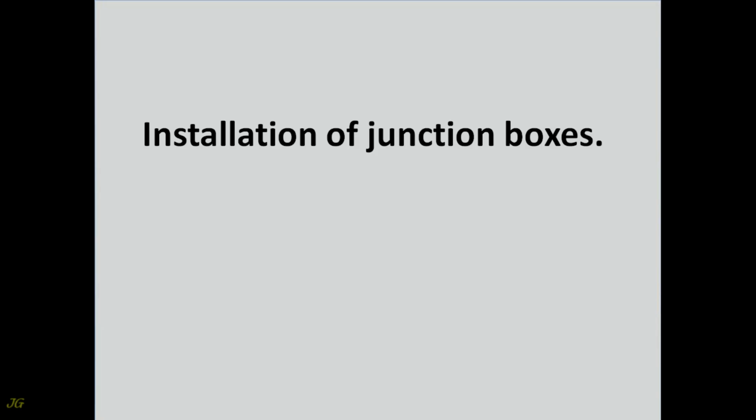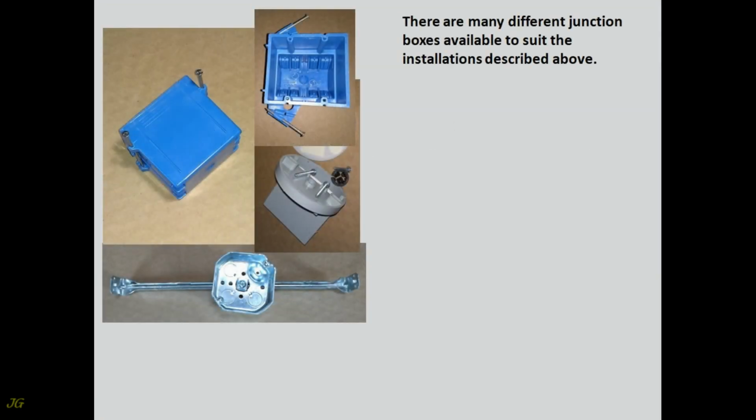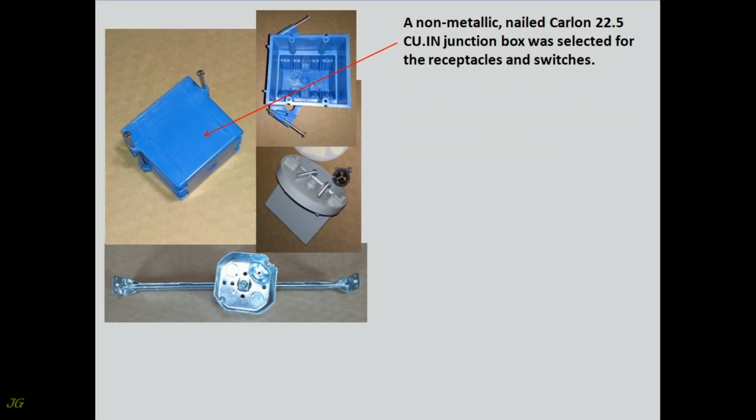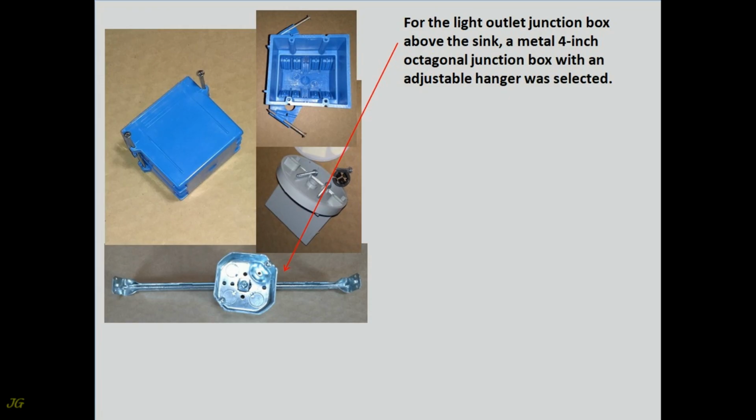Installation of junction boxes. There are many different junction boxes available to suit the installations described above. 4 types of junction boxes were selected that are best suited for the kitchen rough-in wiring. A non-metallic, nailed Carlon 22.5 cubic inches junction box was selected for the receptacles and switches. For the light outlet junction box above the sink, a metal 4-inch octagonal junction box with an adjustable hanger was selected.